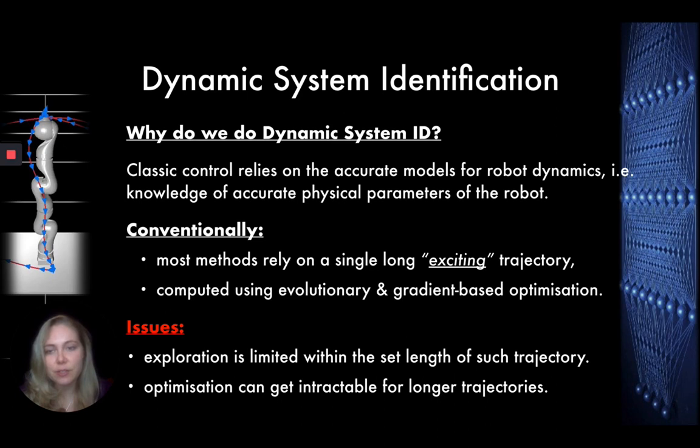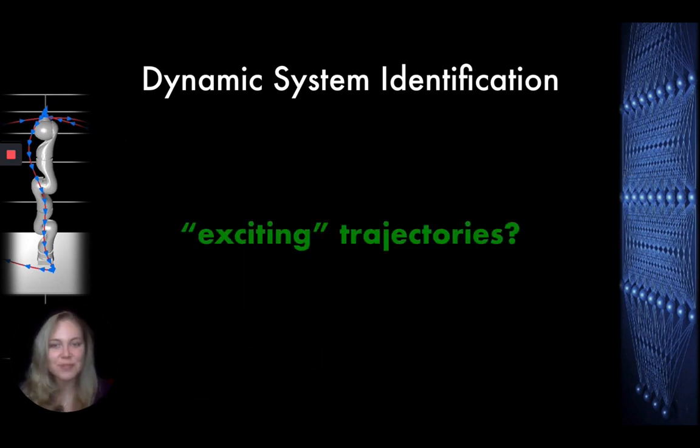Most methods rely on generating a single long, exciting or informative trajectory. Hang on a second. What does exciting mean? Exciting in this context is the same as an informative trajectory. That's the one that helps to bring out inertial parameters of the system, such as maximal angles and velocities of the joints and weights of the links.